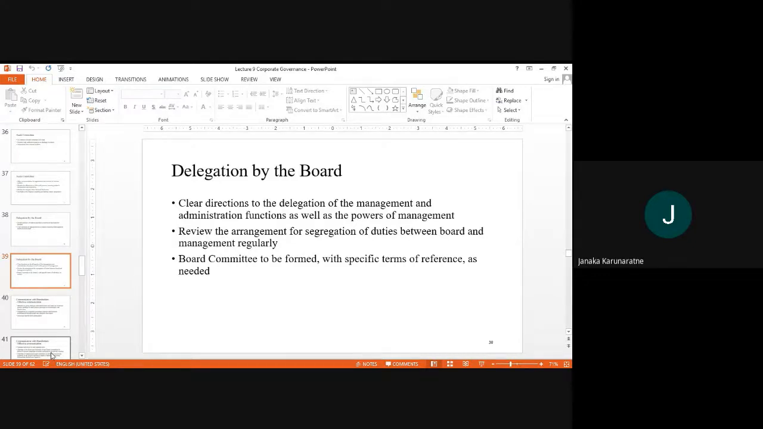Board committees are to be formed with specific terms of reference as needed. So whenever the board's directors feel we need a committee for specific tasks, those can be formed with specific terms of reference, with specific TOR, if needed.